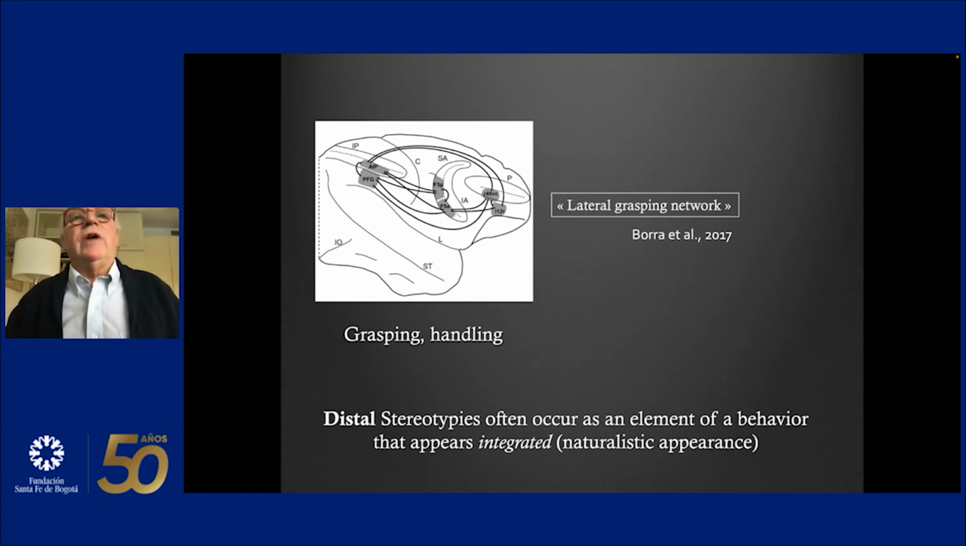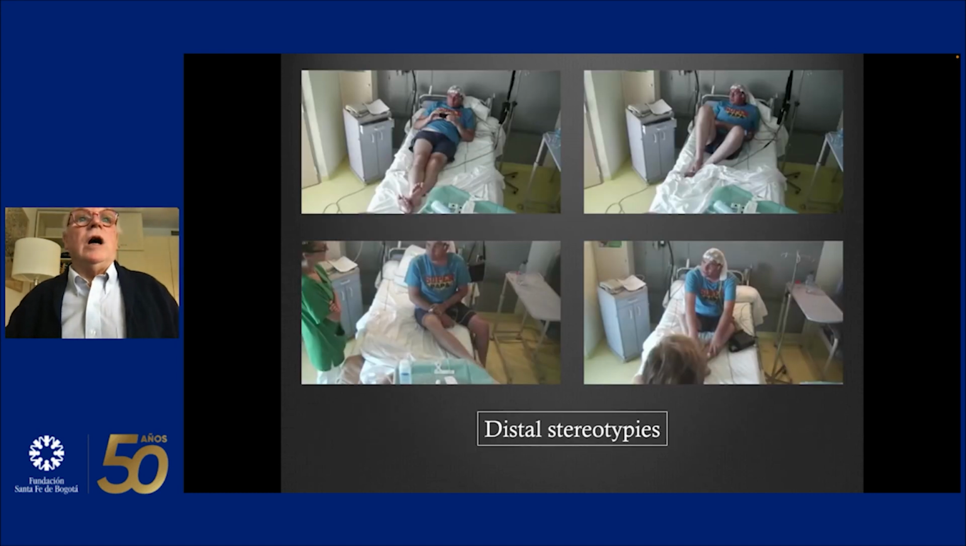a system, which is very well described by Elena Borra in the group of Parma of Rizzolatti in Italy, showing the extent of this lateral grasping network, which is not only in the lateral and ventral lateral frontal cortex, but is connected very well with the parietal cortex. So I will show what I call a stereotypy.